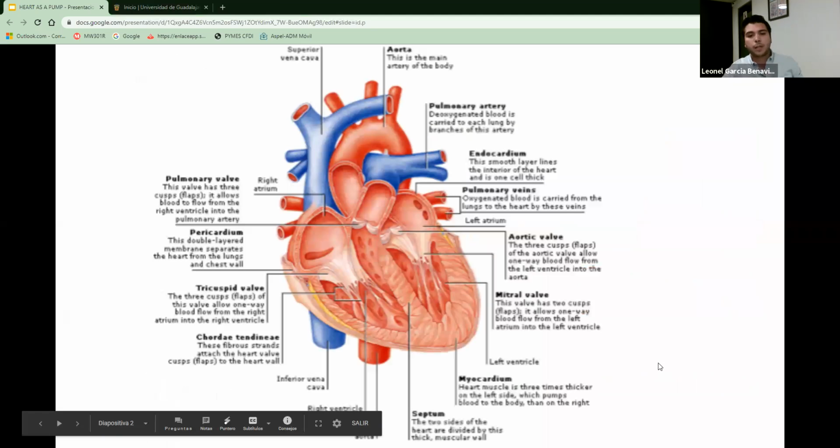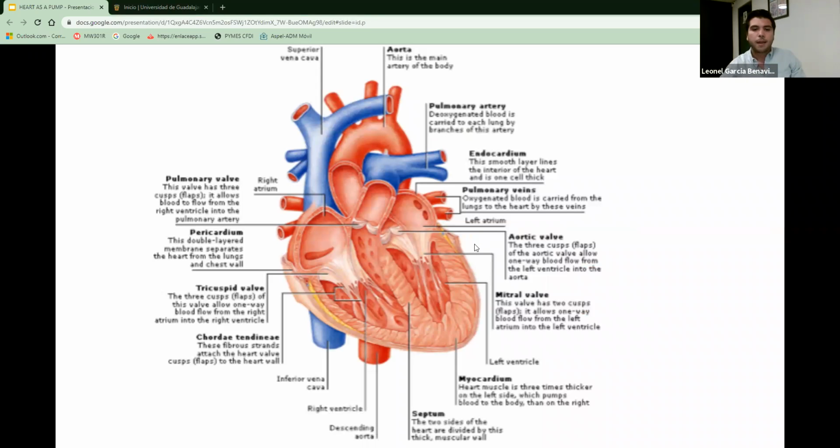Okay, so let's review the anatomy real quick. It's just something simple. As we know, the heart is divided into 4 different chambers, 2 atriums and 2 ventricles. These ventricles are separated by a septum, and the atriums and the ventricles are separated by fibrous tissue. This is going to be very important later, so please memorize it.